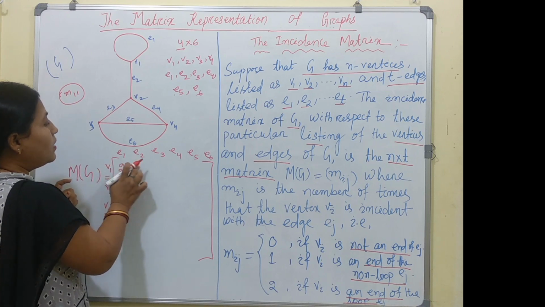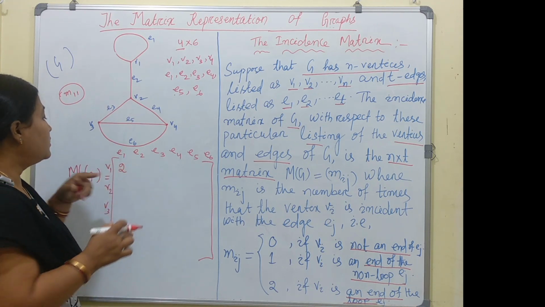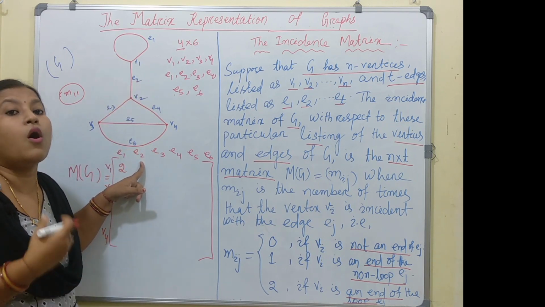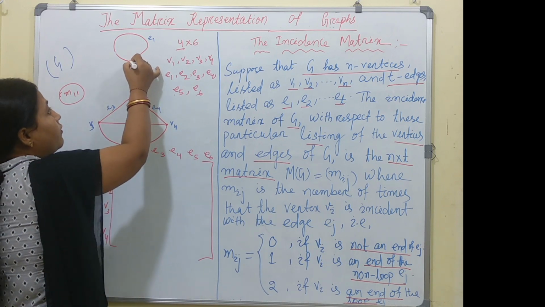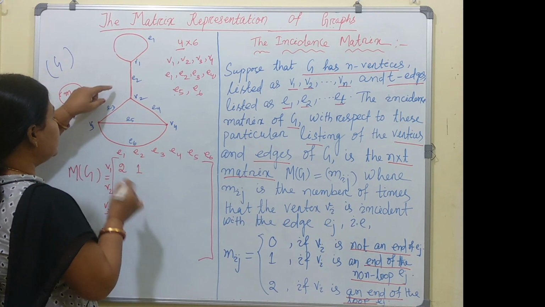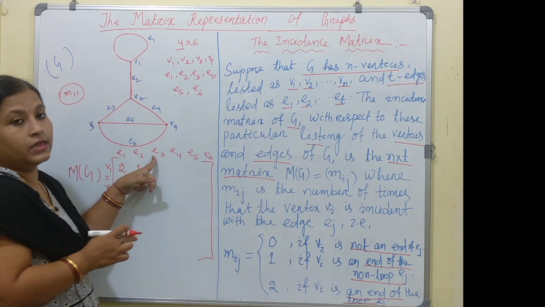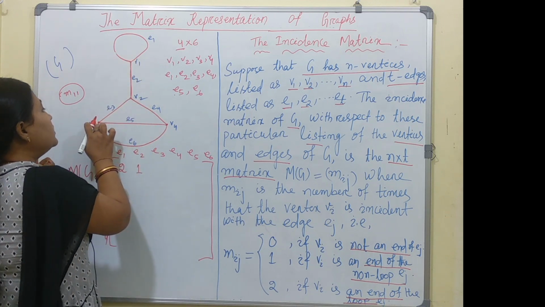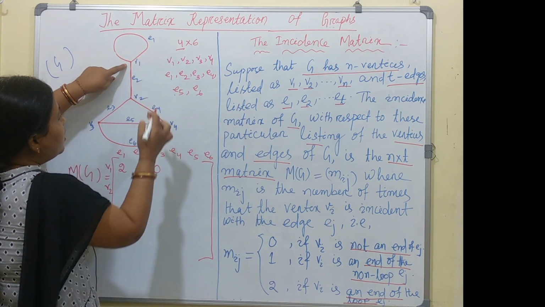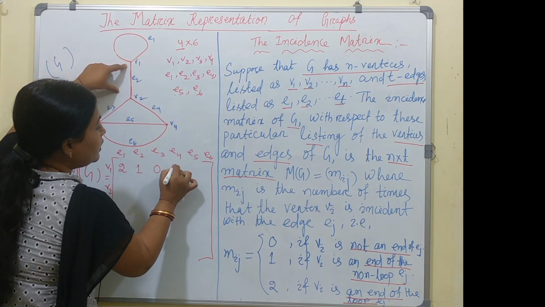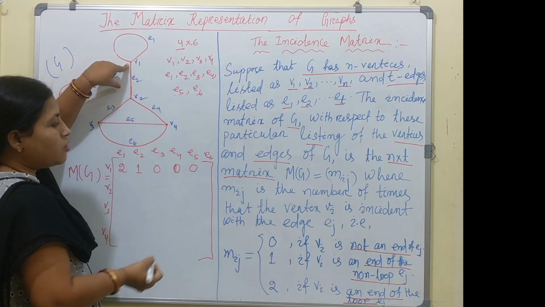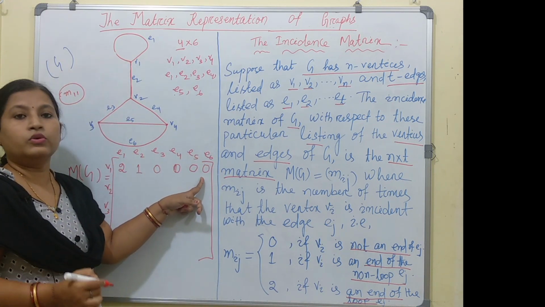Next come to the M12 element. M12 means whether V1 is incident with E2 or not. V1 is incident with E2, so this is 1. Next, is V1 incident with E3? V1 is not incident with E3, so this value is 0. V1 is not incident with E4, so this is 0. V1 is not incident with E5, so this is also 0, and this is also 0.